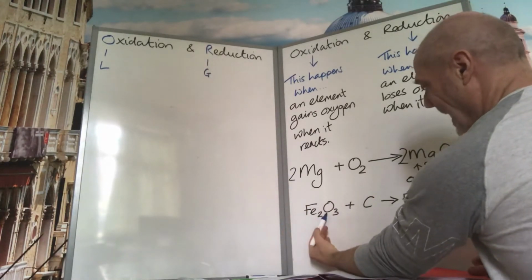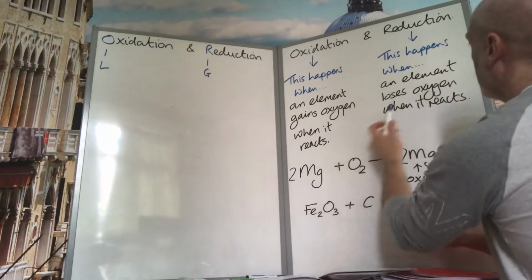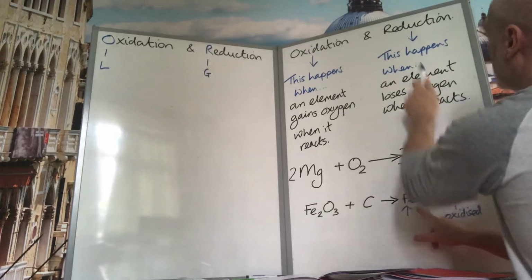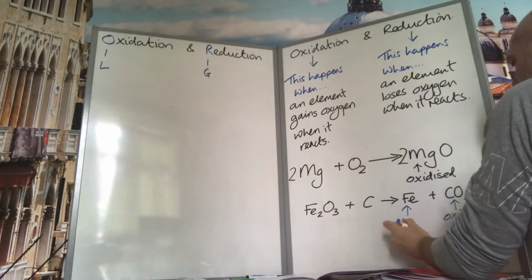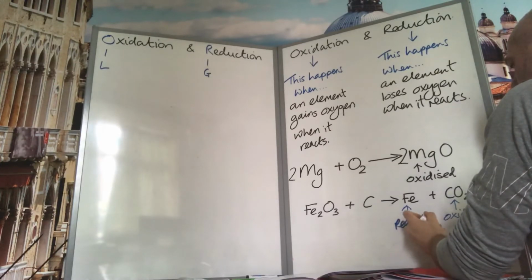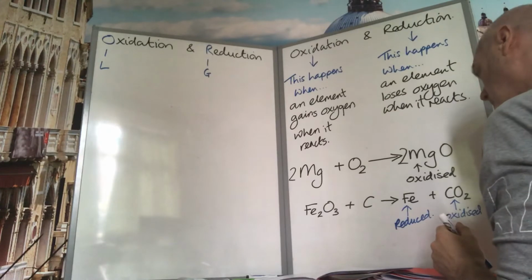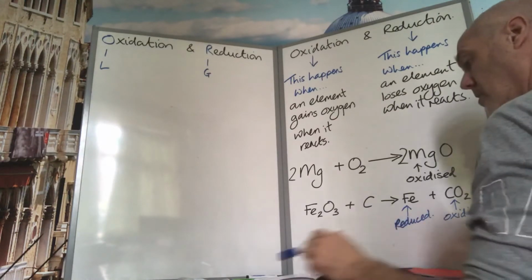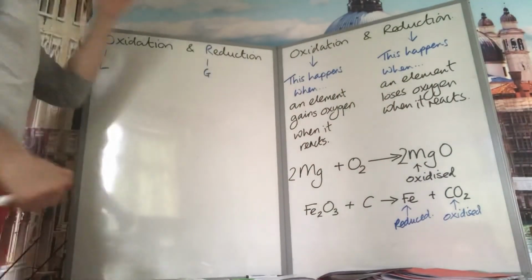The iron had the oxygen to start with, but at the end it's lost it. Okay? So if it loses oxygen, then it's been reduced. Okay, so that's been reduced. And for foundation, that's all you're going to need to know. Okay. So moving on to higher, you'll need to know that.